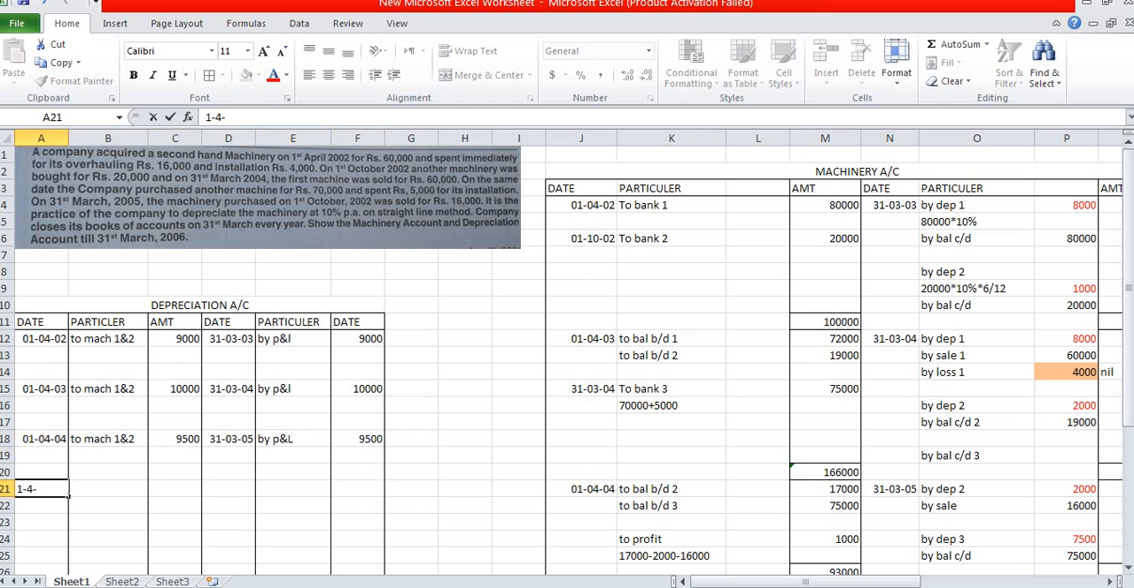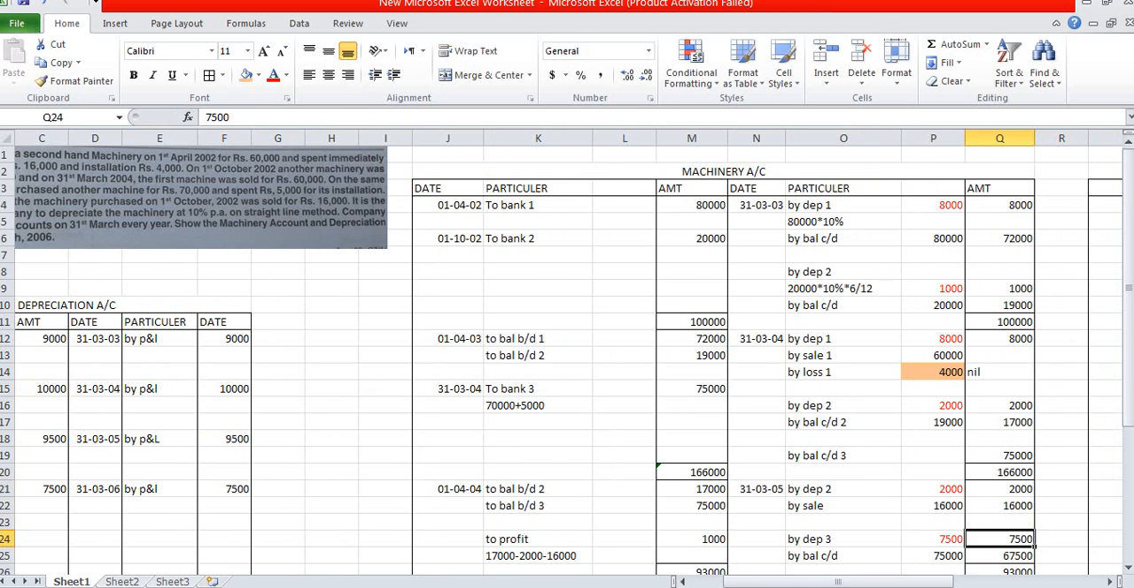First April 2005 to machine 1 and second, means 5 to 6 we have taken only 7,500 depreciation. 31st March 6 by P&L, we have taken 7,500. This is the way where we can prepare the depreciation account. This is the way where we can prepare the machinery account and depreciation.